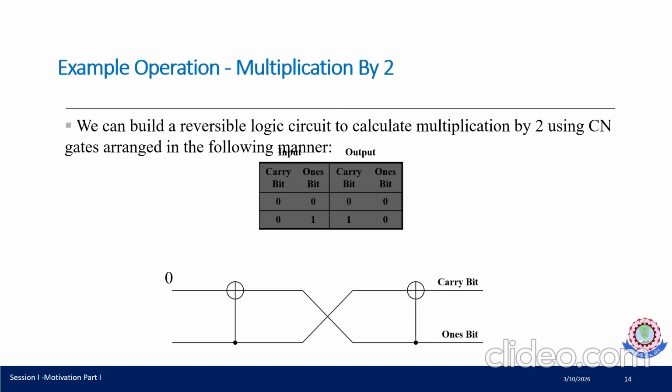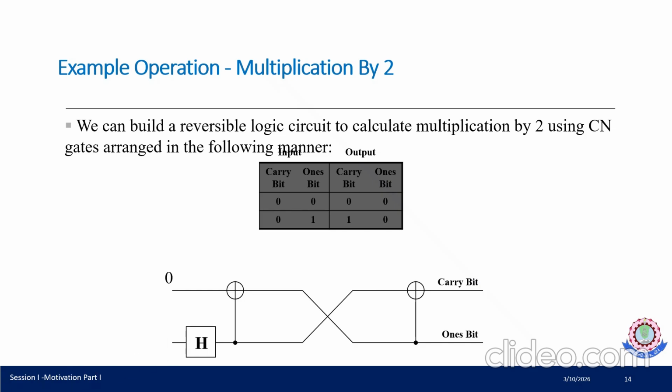So, for example operations, we can build a reversible logic circuit to calculate multiplication by 2 using CN gates arranged in the following manner, which is going to reveal the carry bit and the ones bit. Here in this particular depiction, you have two inputs: 00, which is going to reveal 00, and 01, which is going to reveal 10.